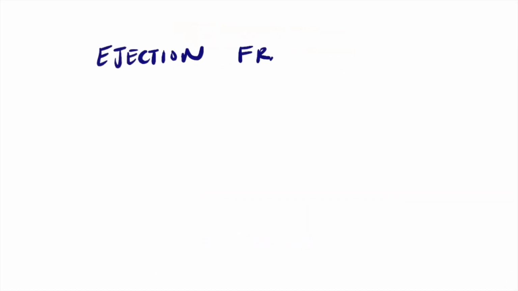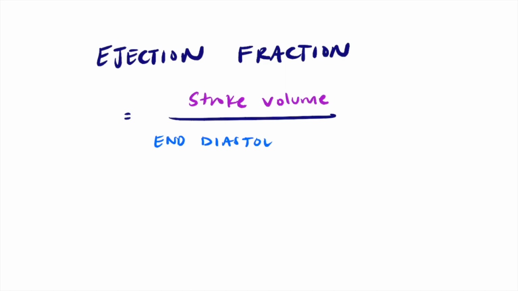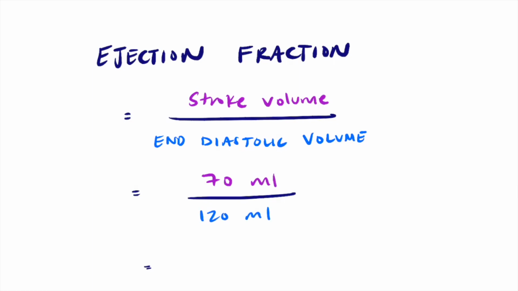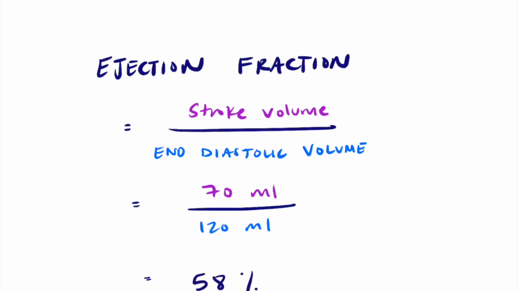Because of this, we can calculate the ejection fraction, which is the stroke volume divided by the end diastolic volume. Remember, the end diastolic volume is the volume of blood that's left in the left ventricle after it's filled. So if a patient has a stroke volume of 70 milliliters and their end diastolic volume is 120 milliliters, then your ejection fraction would be about 58%. Normal values for ejection fraction are about 50 to 65%.